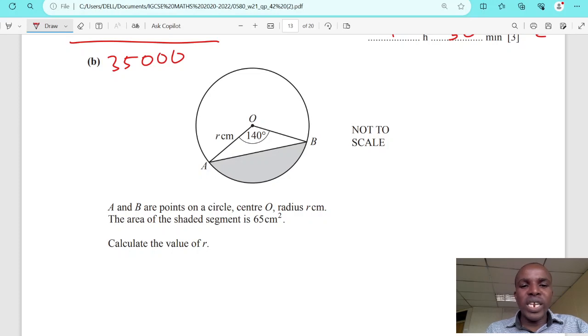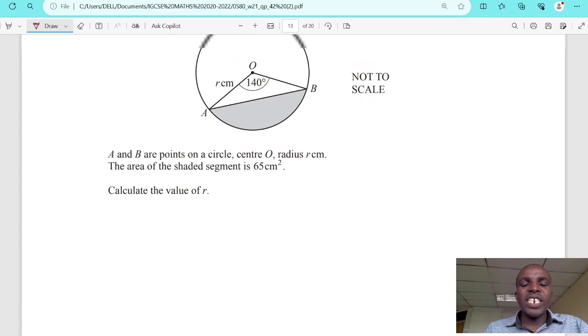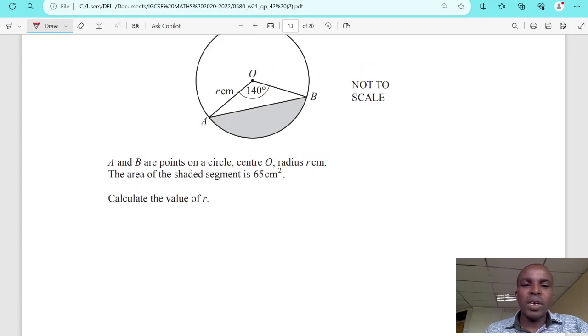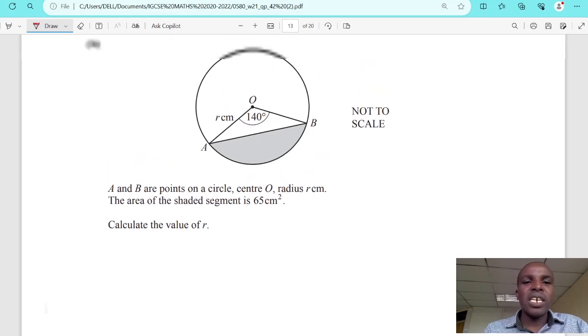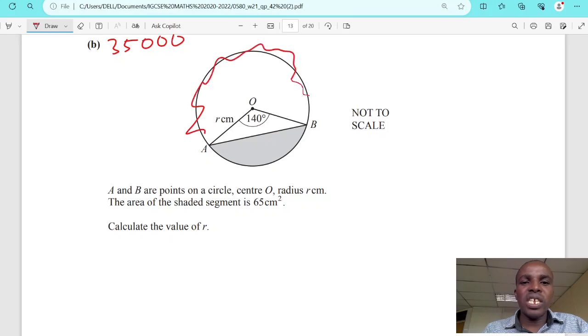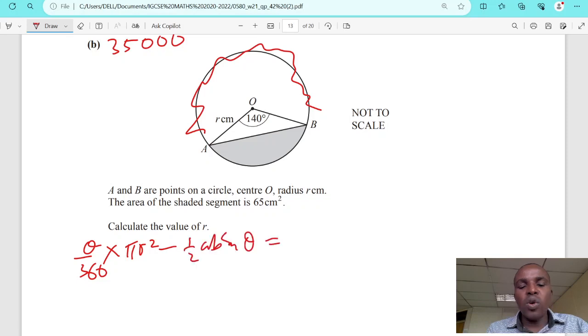A and B are points on a circle, center O, radius r centimeters. The area of the shaded segment is 65 square centimeters. Calculate the value of r. Area of the shaded, we say area of the bigger shape minus area unshaded. Imagine as if this one is not existing. So I say area of the whole shape, the sector, minus area of the triangle. That's area of the segment. So area of a sector, theta over 360 times pi r squared, minus area of a triangle, half AB sine theta, is equal to area of the shaded, that is 65.